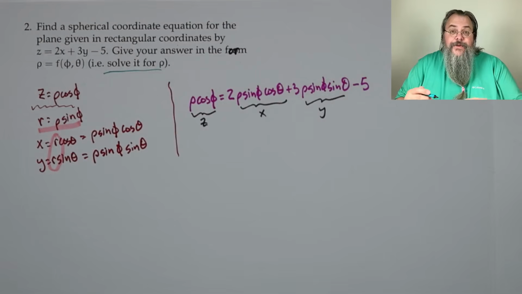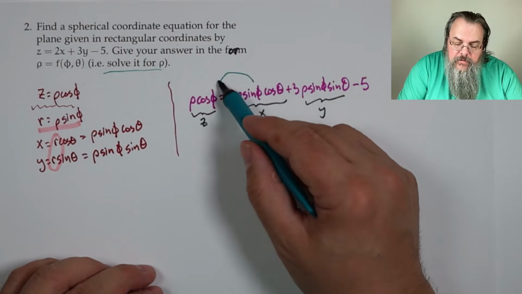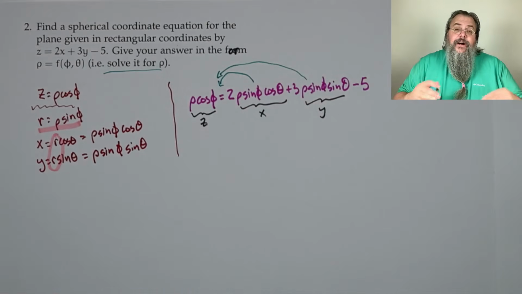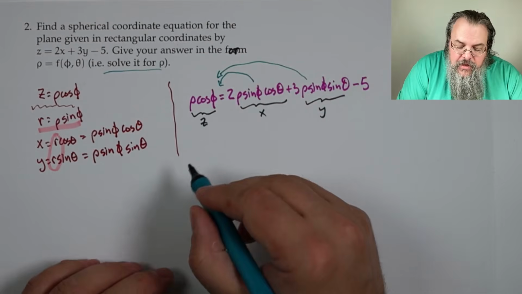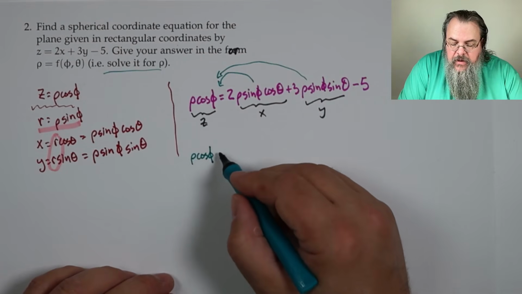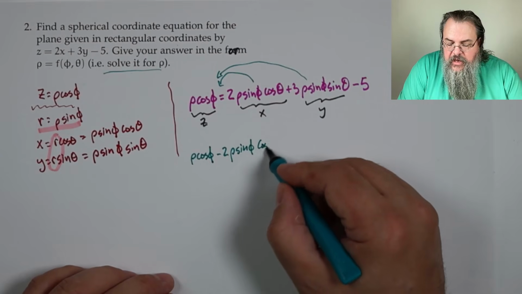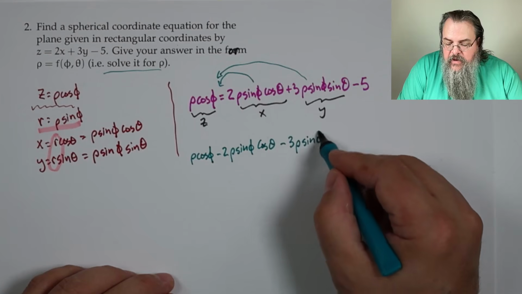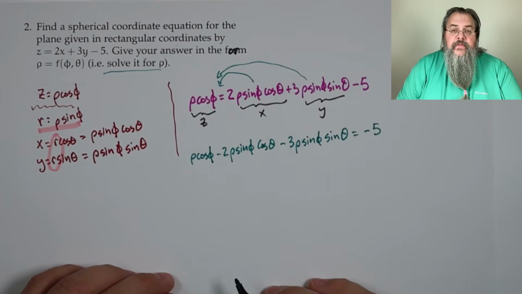So here's what we can do. Everything that has a rho, we'll put on one side. So let's move these pieces across. Everything without a rho onto the other side. So we're going to leave that minus 5 there. If we do that, we get rho cosine phi minus 2 rho sine phi cosine theta minus 3 rho sine phi sine theta equals negative 5.